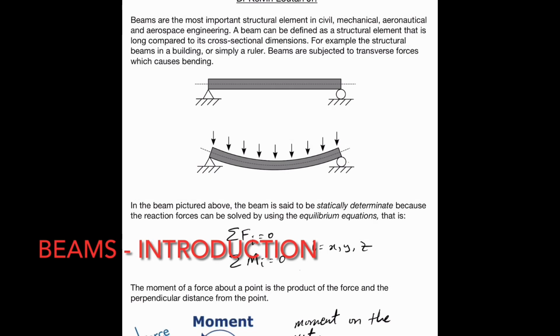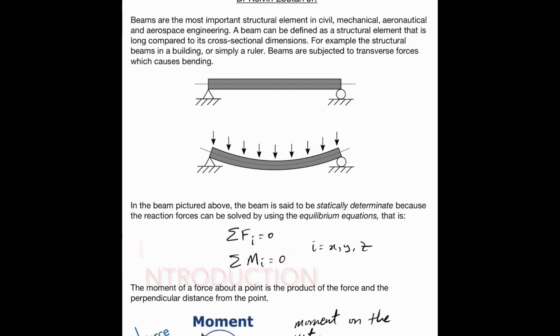Okay, in this lecture, we're going to look at beams. If you look at the Canvas module, you will see that beams is 5 weeks, right? So almost half the strength of materials course is beams. And why is that? Beams are the most important structural element. You look at mechanical, aeronautical, civil engineering, even aerospace engineering.